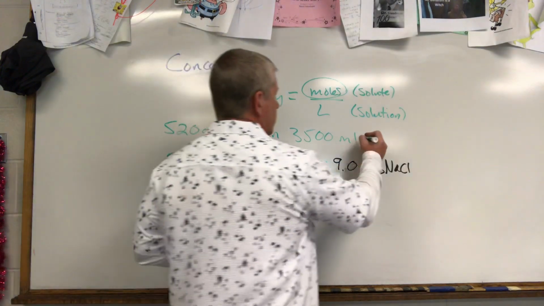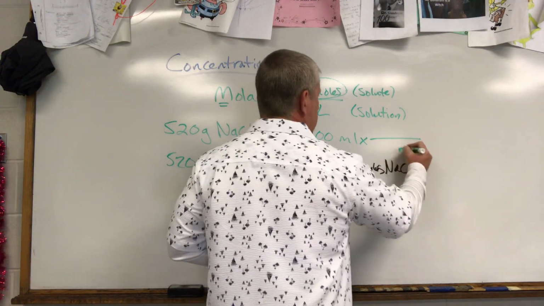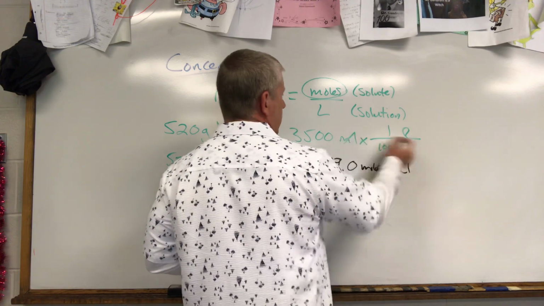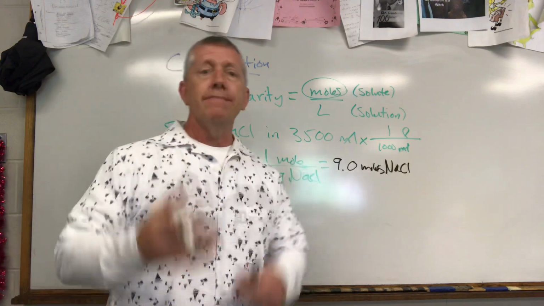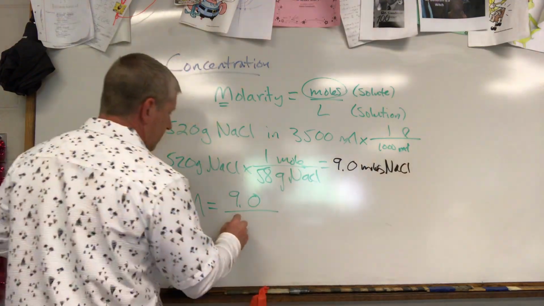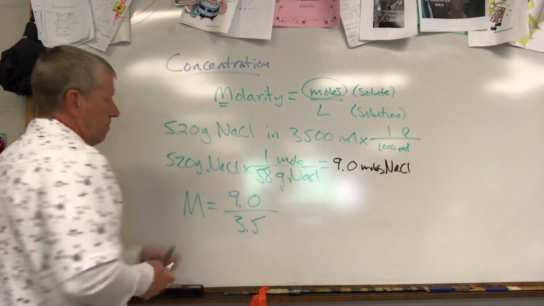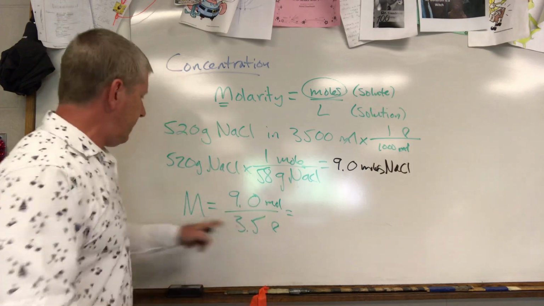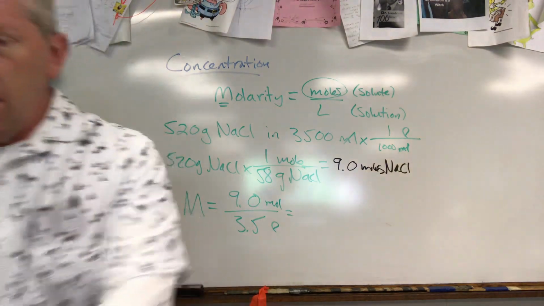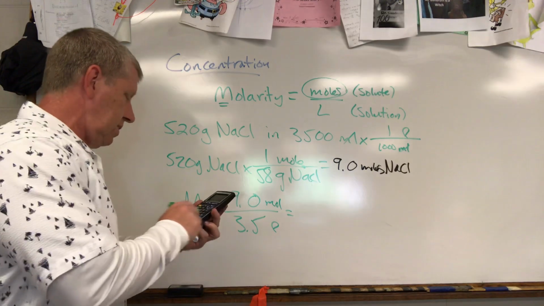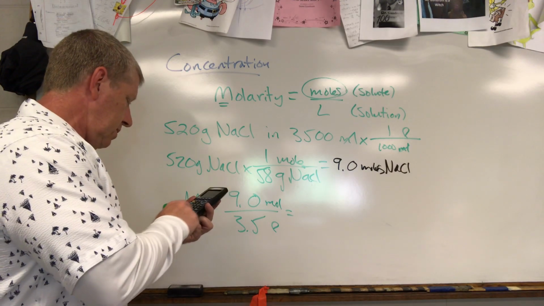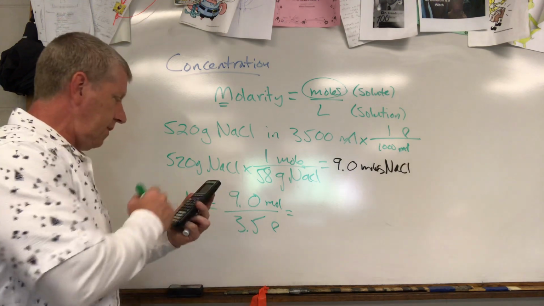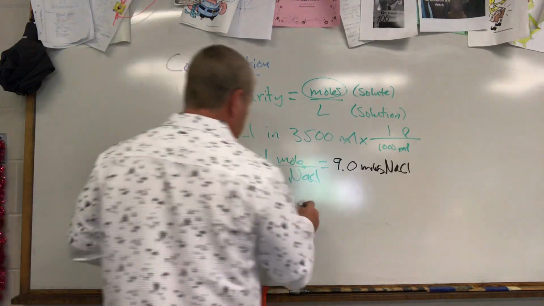But we would do it like this, with factor labeling, milliliters to liters. Liters are bigger, there are 1,000 milliliters in a liter, so you divide by 1,000 and you get 3.5. So 3.5 goes on the bottom, and that's moles per liter. That is what is defined as molarity, so go ahead and divide that out, and we get a salt solution concentration of, with 2 sig figs, 2.6. So a 2.6 molar solution.